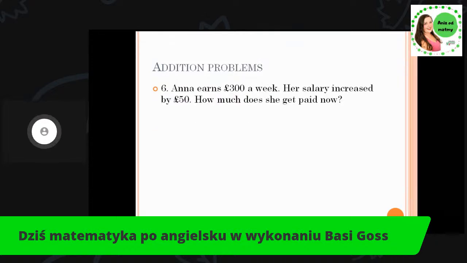Please read with me. Anna earns £300 a week. Her salary increased by £50. How much does she get paid now? Think about the calculation and please write in your comments if you're getting really good answers there. I'll give you a little bit of time to type your calculation.